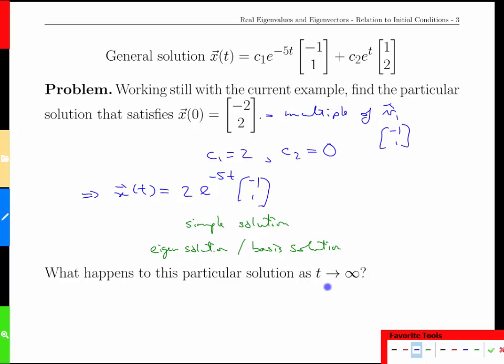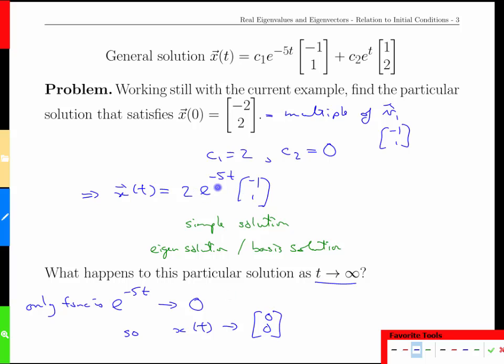More pragmatically, what would happen to this particular solution if we let t go to infinity? The only function in here is e to the negative 5t, and we know that heads to 0. So x of t is going to head to, in vector form, (0, 0).